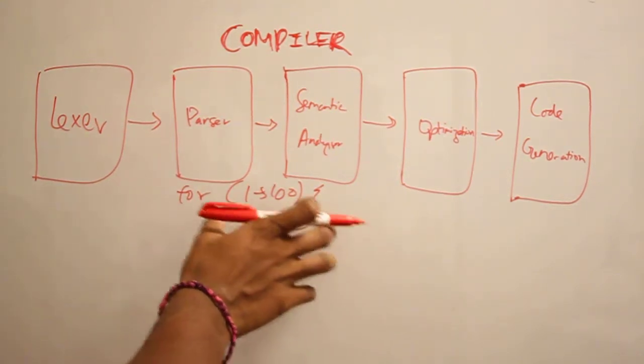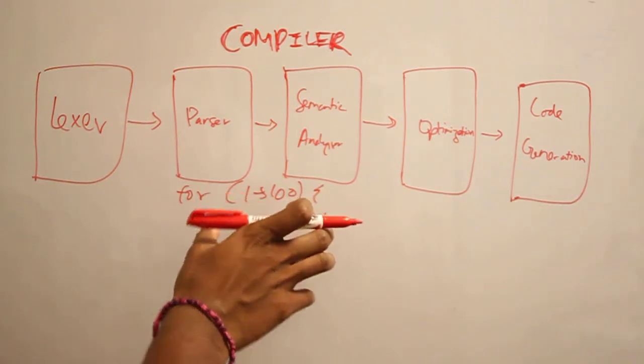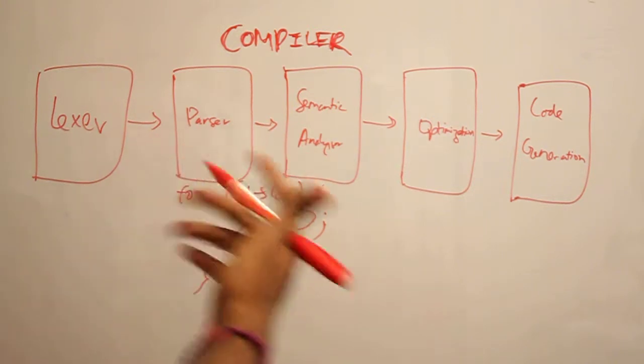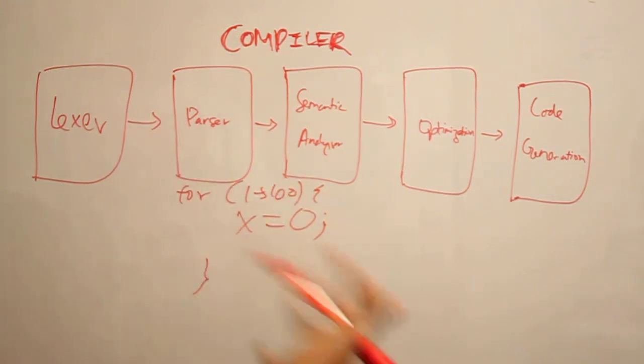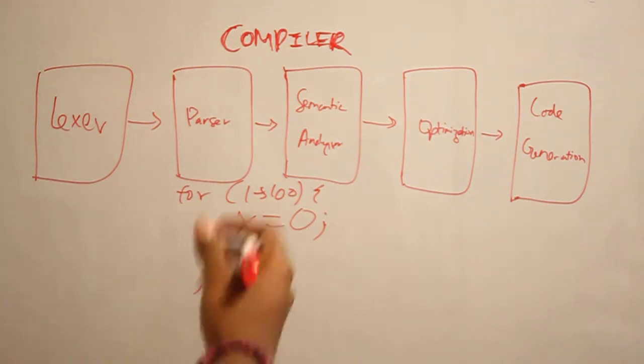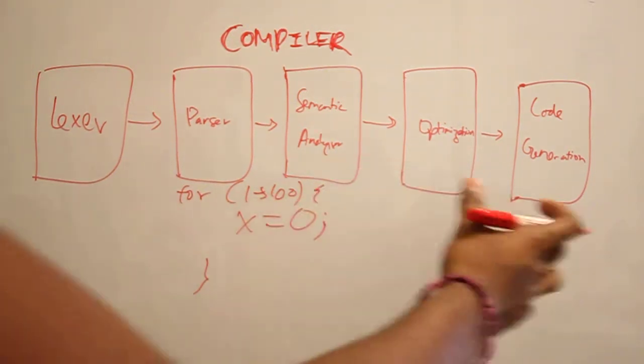When it optimizes, it basically checks that this is the case, and then it takes the x equals 0 and puts it outside the loop. This saves a lot of time, because you don't have to do the same statement 100 times, because there is no consequence of doing that. And once you have done such optimizations, you go to the code generation phase.